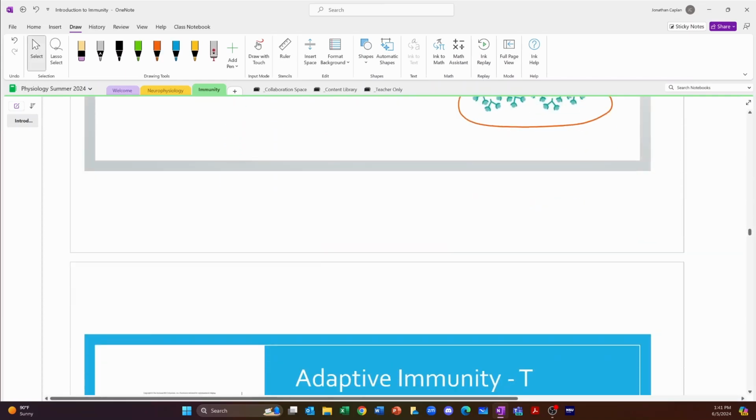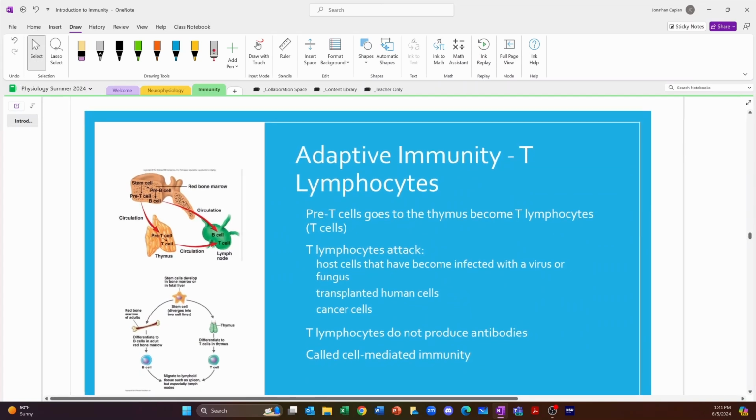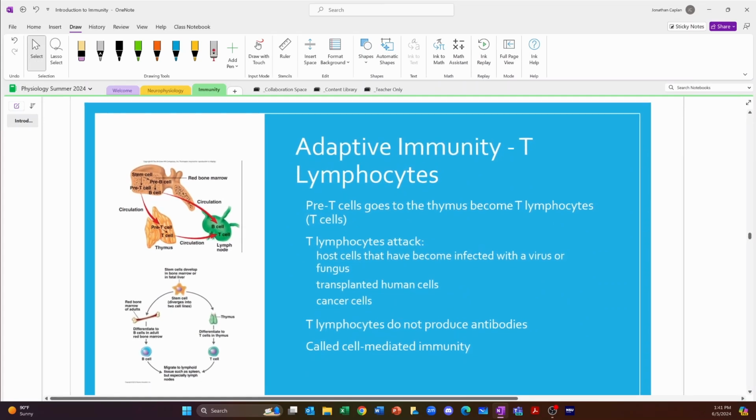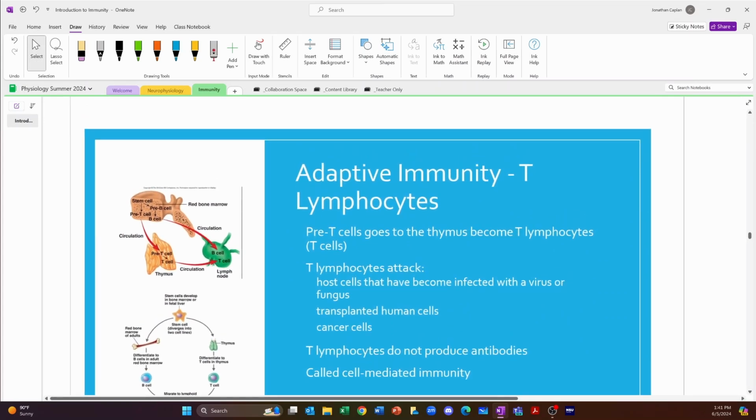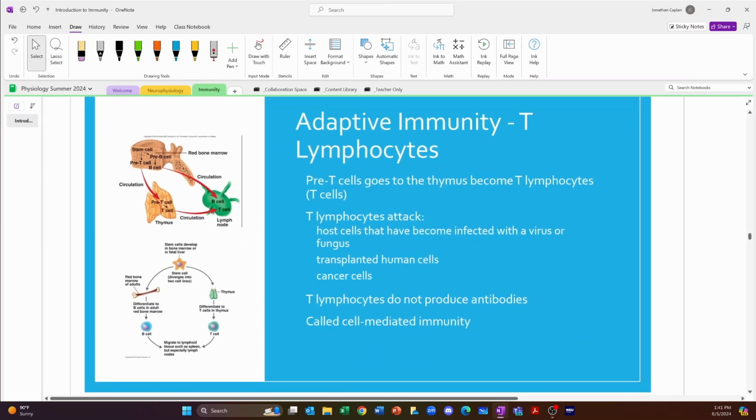Now, how do the B cells know what to do? They get help from the T lymphocytes. So the T lymphocytes, remember, it goes to the thymus, and they become T lymphocytes. T lymphocytes attack host cells that become infected with a virus or fungus. Transplanted human cells, so whenever you get a transplant, you have to go on high-dose steroids to knock out your immune system.